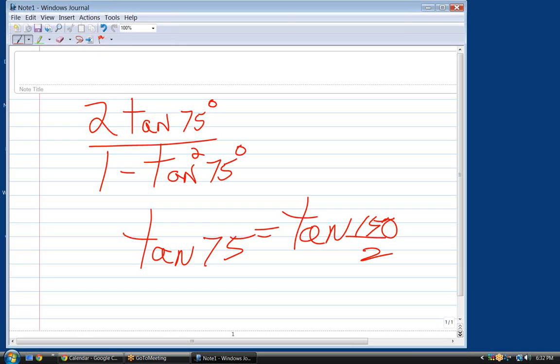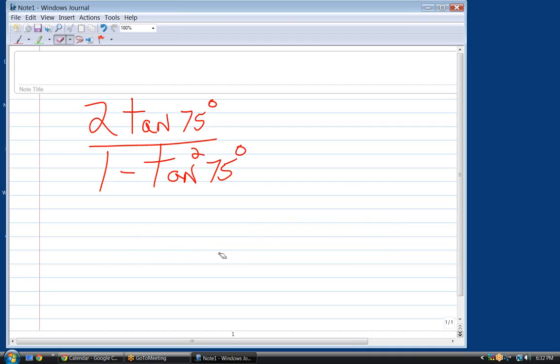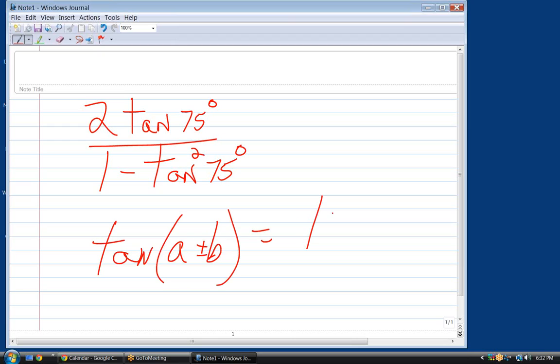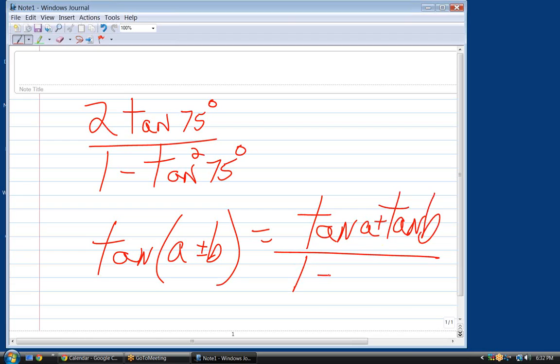Which one would you prefer to use? Actually, the sum and difference one might work a little better because then it comes out very close to this. What's the sum and difference formula for tan? It is tangent A plus tangent B over 1 minus tangent A times tangent B. Mm-hmm. Okay.